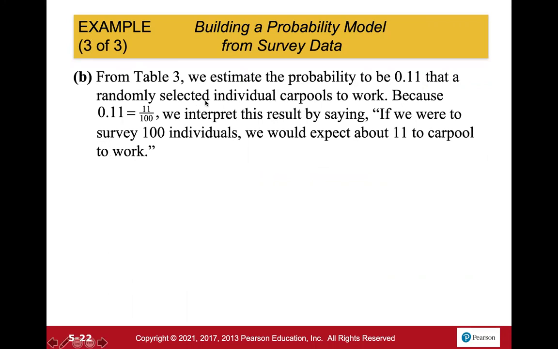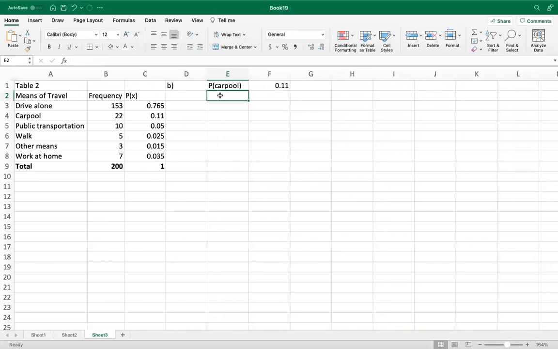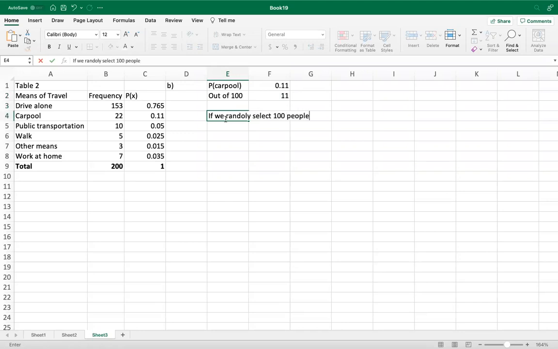0.11, and they actually gave us a little bit of interpretation. So we interpret the results by saying if we were to survey 100 people, we would expect about 11 to carpool. So from here, all they did is out of 100, so equal to this value here, and we're multiplying that by 100. And we got 11. So because of that, if we randomly select 100 people, or randomly interview 100 people, we would expect about 11 of them to carpool to work.